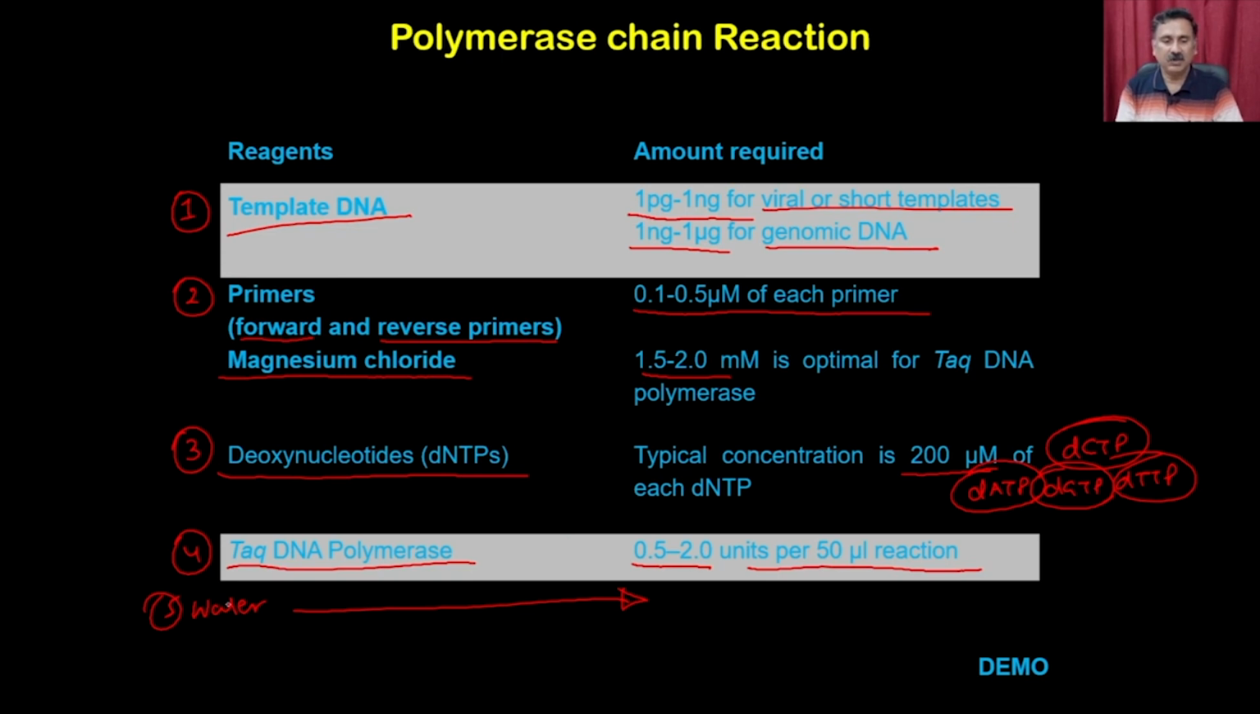And then ultimately you are going to add the water so that you make the reaction 50 microliter. As far as the sequence in which you add these, you first add the water, then the buffer, then the dNTPs, and you add the template DNA at the end. Once you have set up all these reactions, you put them into a thermal cycler, and that's how it gives you the amplified product.